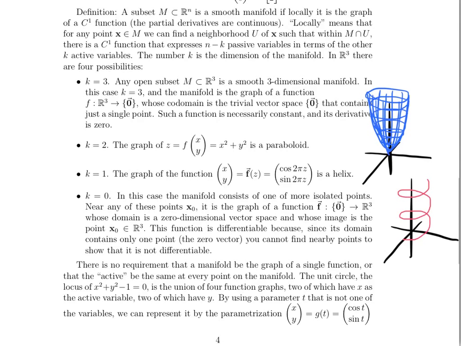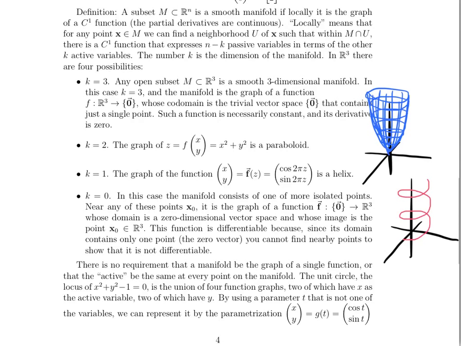And a 0-dimensional manifold. In this case, the manifold consists of 1 or more isolated points. Near any of those points, it's the graph of a function that maps from the 0 vector to R3. The domain is the 0-dimensional vector space, whose image is a point x naught in R3. It's the point that we chose back here. This function is differentiable because since its domain only contains 1 point, you cannot find nearby points to show that it is not differentiable. Haha.